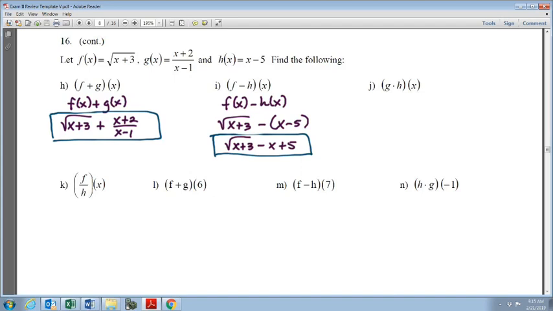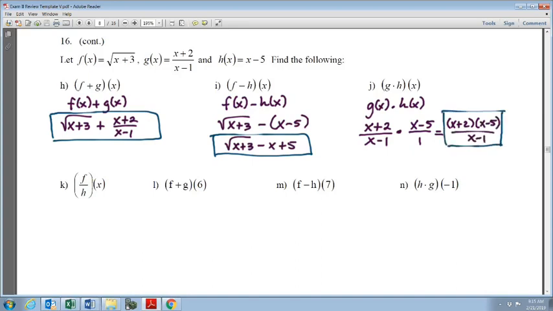For g times h of x, that's g of x times h of x. And so g of x is x plus 2 over x minus 1. H of x is x minus 5. We need to multiply the numerators and the denominators, so we'll put that over 1. So we're going to get x plus 2 times x minus 5 in the numerator over x minus 1, and we'll just leave it like that. On letter K, this is going to be f of x over h of x. And so it'll be the square root of x plus 3 over h of x, which is x minus 5.